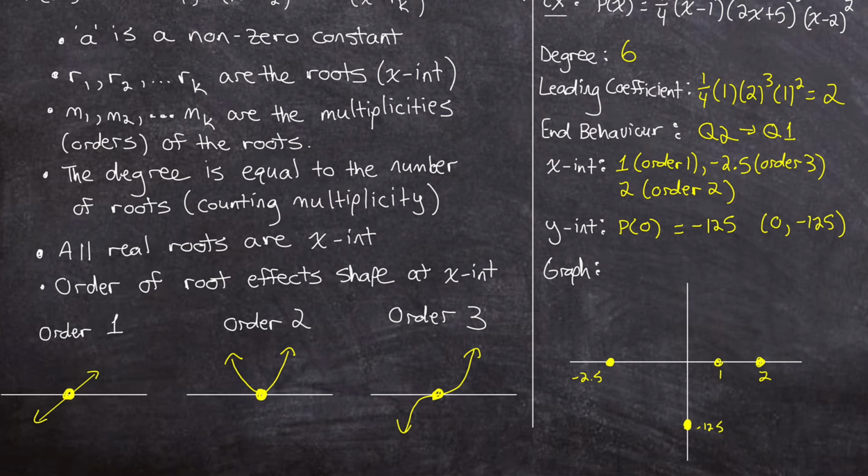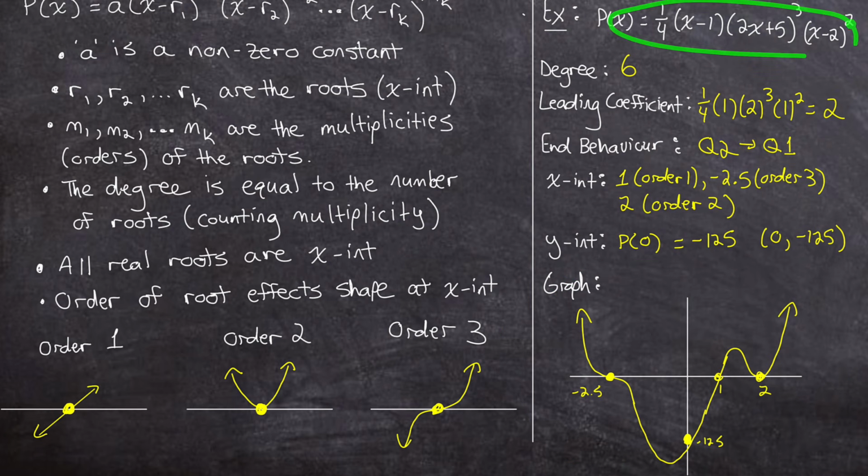So for example, at my first x-intercept of negative 2.5, that's order 3, so I have to make this S shape. And then I'll continue the function, and as I approach my next x-intercept, this x-intercept of 1 is order 1, so it has to go straight through. And then my last x-intercept of 2 is order 2, so it has to make this parabola shape at that x-intercept. So there we have a fairly accurate graph of this polynomial function.